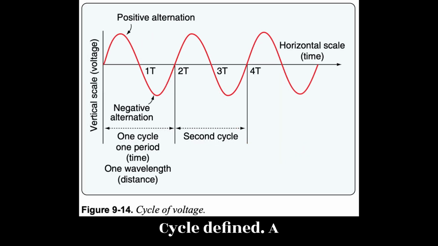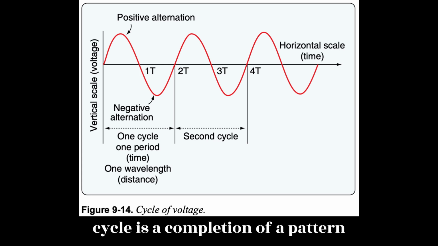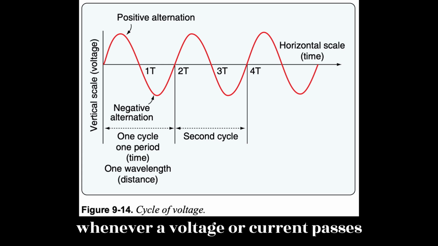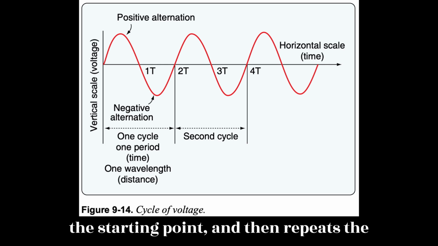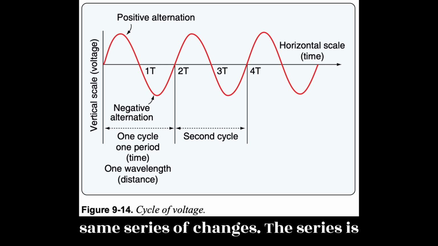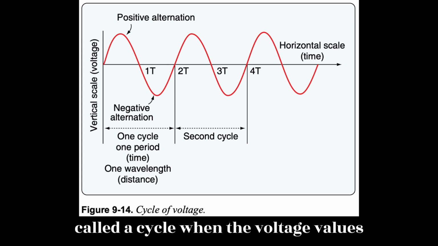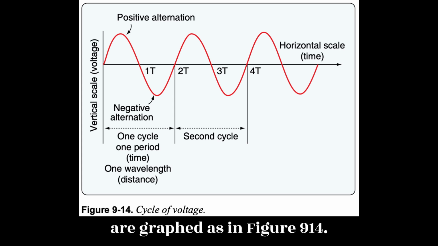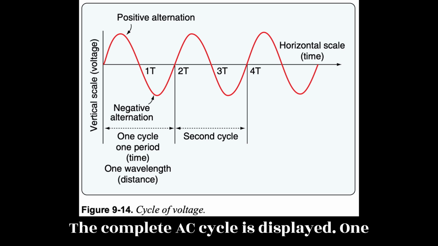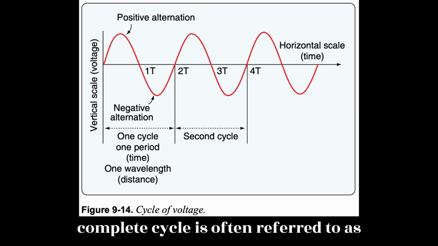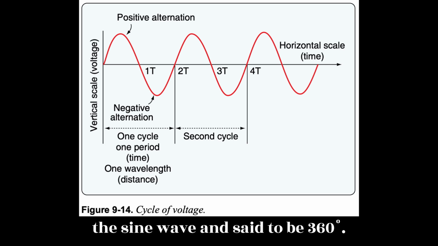Cycle defined. A cycle is a completion of a pattern. Whenever a voltage or current passes through a series of changes, returns to the starting point, and then repeats the same series of changes, the series is called a cycle. When the voltage values are graphed, as in Figure 9.14, the complete AC cycle is displayed. One complete cycle is often referred to as the sine wave and said to be 360 degrees.